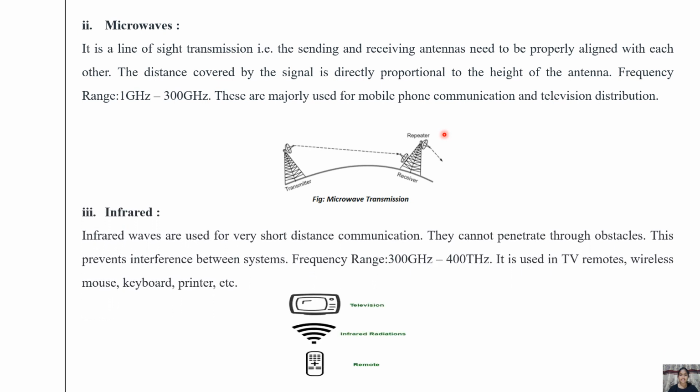The next one is infrared. Infrared waves are used for very short distance communication. They cannot penetrate through obstacles. This prevents interference between systems. Frequency range is 300 GHz to 400 terahertz. It is used in TV remotes, wireless mouse, keyboard, printers. These are the examples: television, infrared radiations from remote.